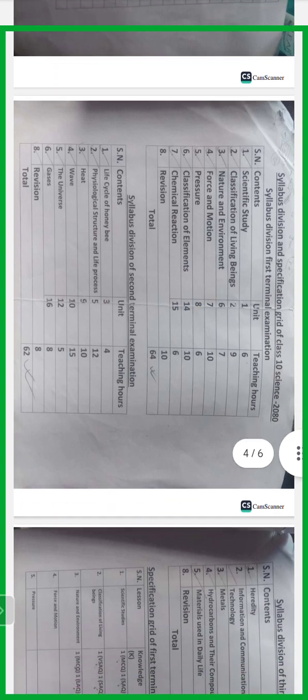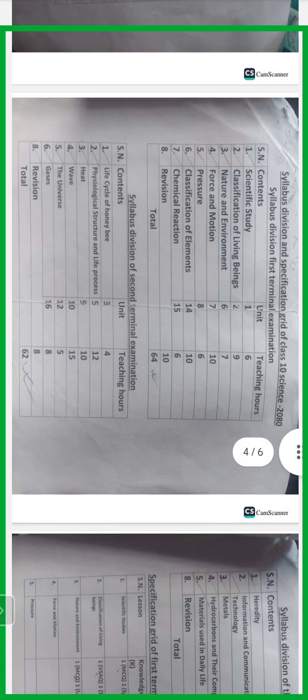These are the names of the units we studied in the first terminal examination. In the first terminal examination, we read about scientific study, classification of living beings, nature and environment, force and motion, pressure, classification of element, and chemical reaction. And in the second unit, we read about life cycle of honeybee, physiological structure and life processes, heat, wave, the universe, and the gases. Okay, these are the total units from which the questions come in the second terminal examination.